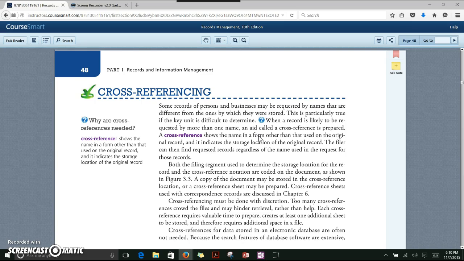in more than one form, and it can be 3, 4, 5 forms depending on. If you have a company like a lawyer or a legal company, many times there are a number of partners, and it would need to be cross-referenced under every partner's name.